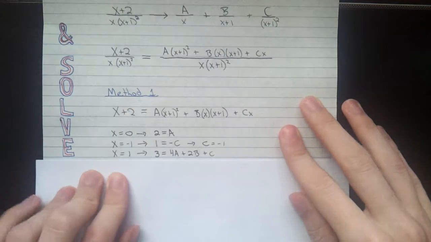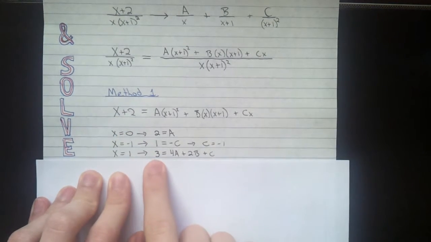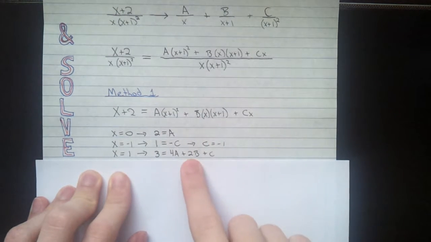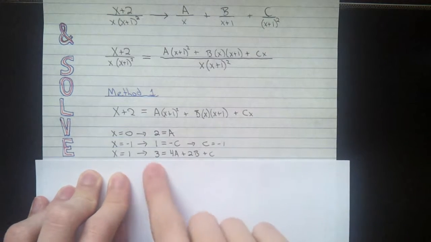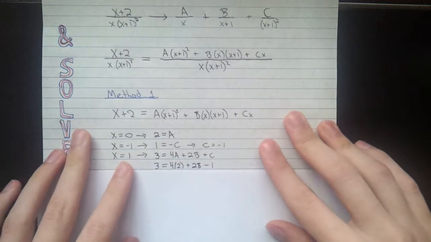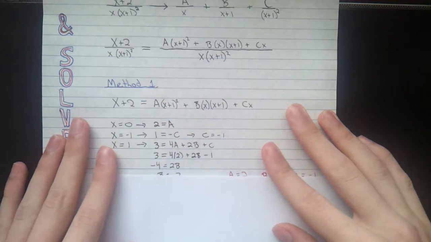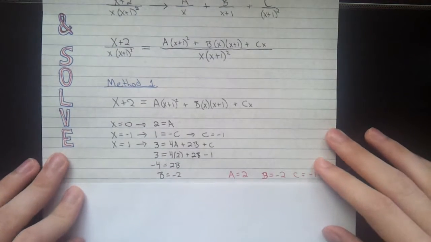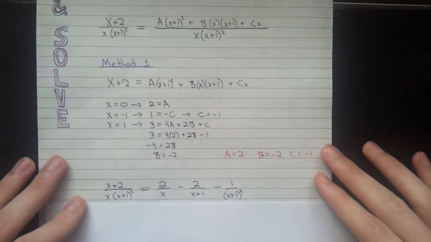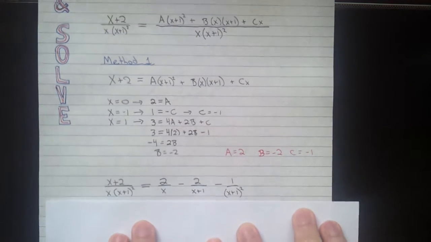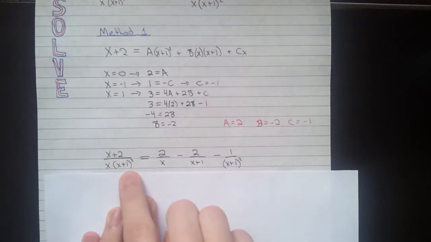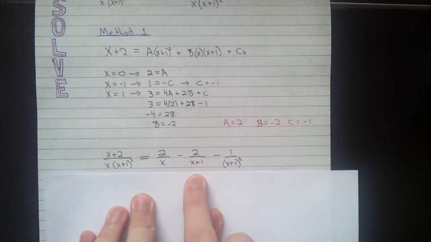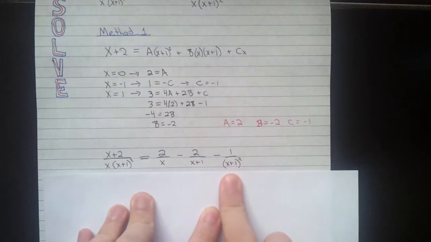Last one, let's use x equals 1. So 1 plus 2 is 3. 2 squared is 4a. 1 times 2 is 2b plus c. And now we already know what a and c are, so we can just put those in there and solve for b. We get b equals -2. So now we've solved all of the constants. We can put them into our form there, and we've solved the question here. x plus 2 over x times x plus 1 squared equals 2 over x minus 2 over x plus 1 minus 1 over x plus 1 squared.